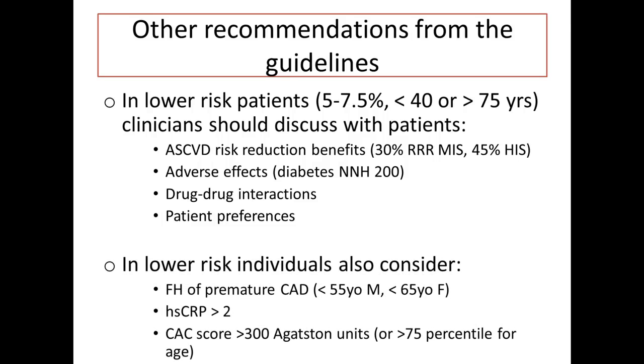The other thing to consider in these lower risk individuals is family history of premature coronary artery disease, and that's males less than 55 or females less than 65. That might be an important decision maker in these patients starting a statin. Though it's not specifically recommended to do a coronary calcium score or measure a highly sensitive CRP, if you have that information, if their CRP is over 2 or their coronary calcium score is over 300 or greater than the 75th percentile for their age and sex, this may be an important decision maker in deciding to initiate a statin in these patients.